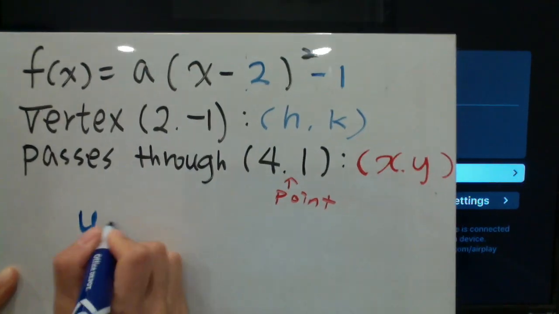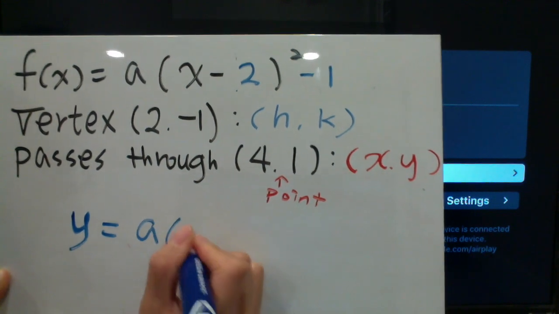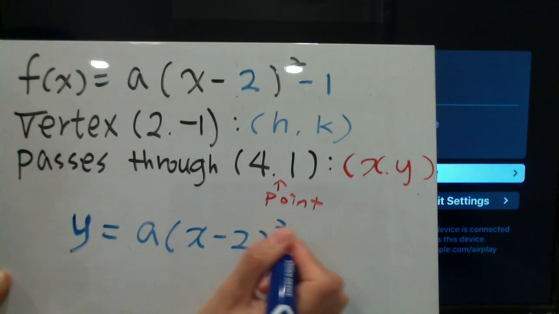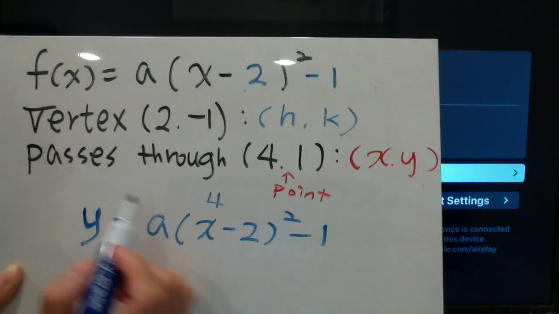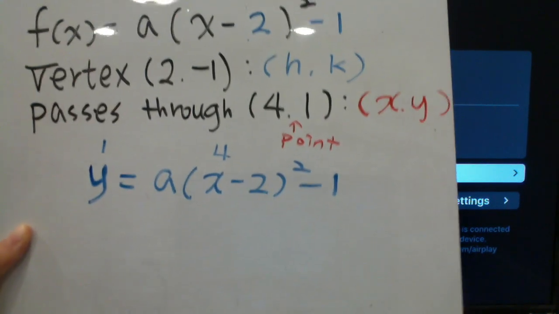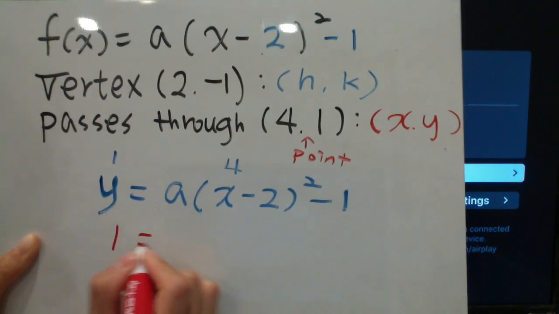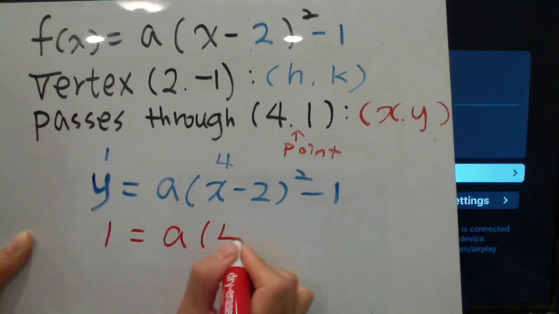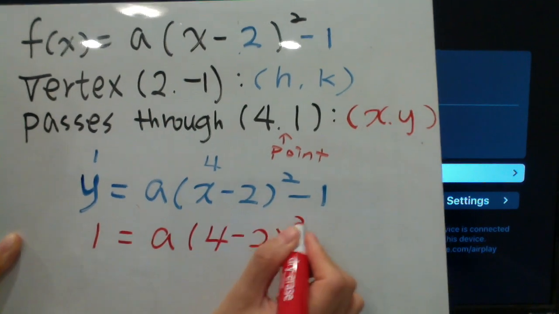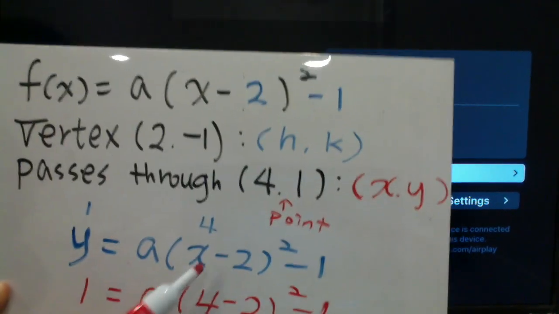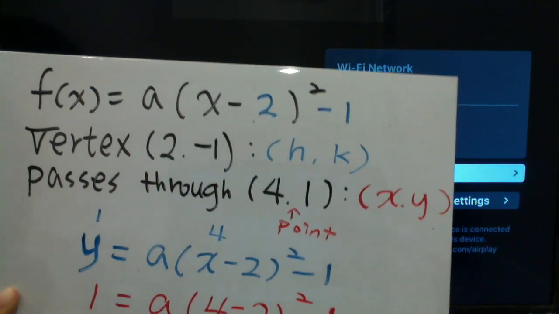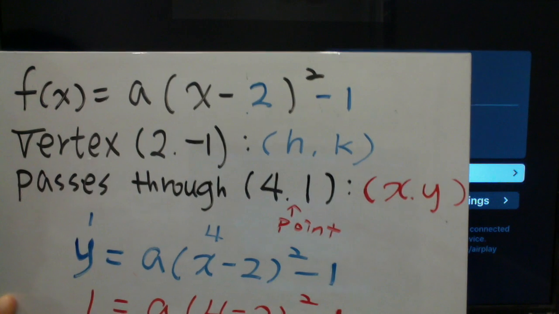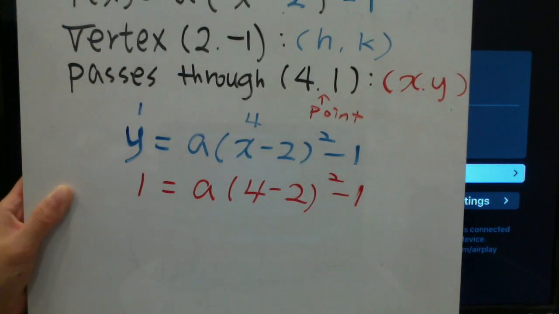Y is, we don't know A yet. We'll put this 4 and then 1 right here. Then how do I write it? 1, we don't know A yet, 4. The rest of it I wrote from the top. We just found H and K and substituted, right? Because that's given. So let's see.